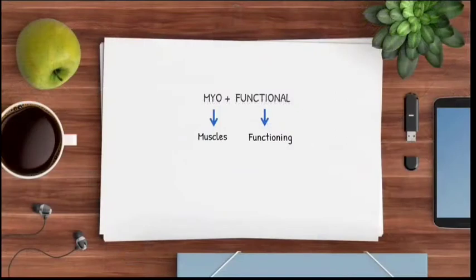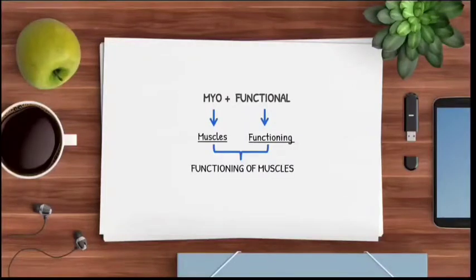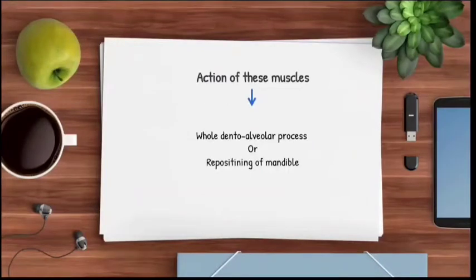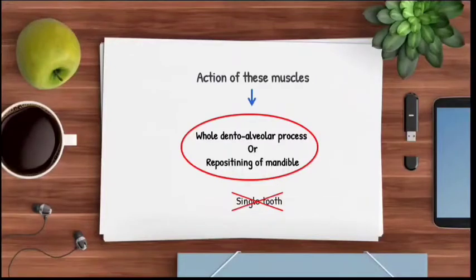So, what is myofunctional? Myo plus functional. Myo means muscles, functional means functioning. So, the whole meaning of myofunctional is functioning of muscles. The action of these muscles is used to change the whole dentoalveolar process or reposition the mandible. We are not moving a single tooth. Instead, we are moving the entire complex. So, these are growth modification procedures and are used in the mixed dentition period.